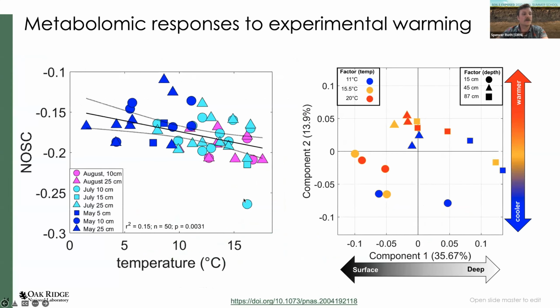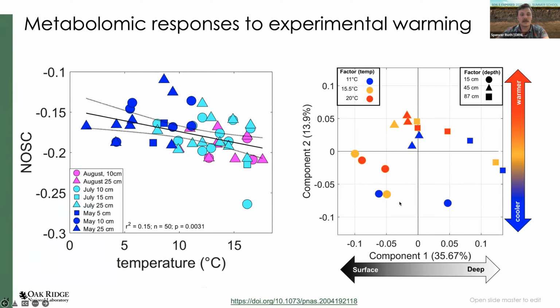So they go further into this study. On the left-hand side is a figure showing the nominal oxidation state of the surface peat dissolved organic matter, and you can see that that declines significantly with increased temperature, indicating enhanced decomposition of that surface DOM. And so these are coming from 3 different time points and 3 different depths near the surface of the peat.